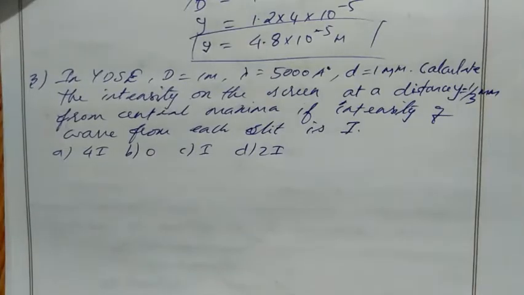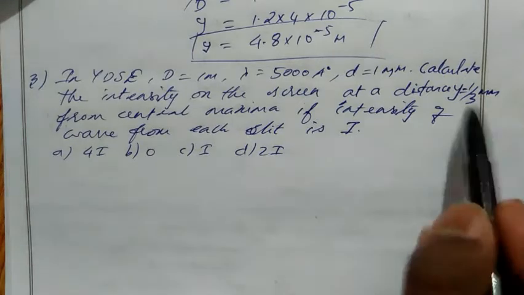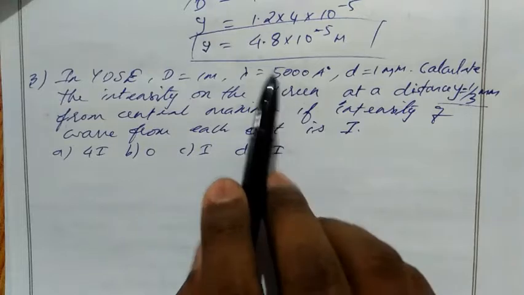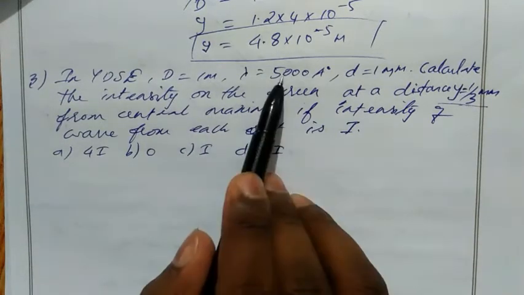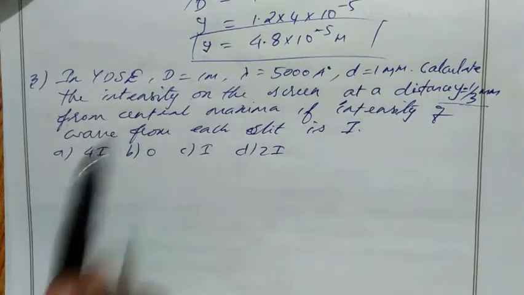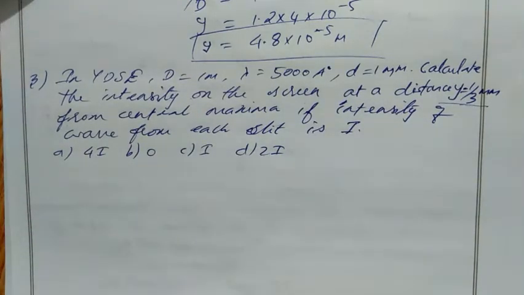The third problem, which is the reverse of the second problem. So here the Y value is given. In the previous problem we found the Y value. And D is given 1 meter, lambda 5000 angstrom, d is given 1 millimeter. We have to find the intensity. In the previous problem we knew the intensity and found the Y value. Here we know the Y value, we have to find the intensity value. Okay, just the reverse process of the previous problem.